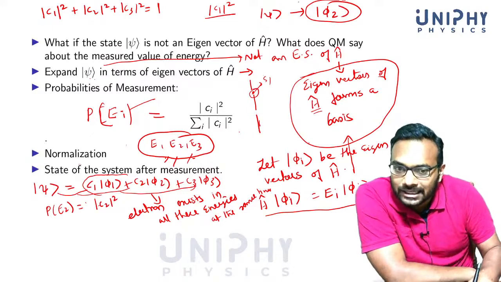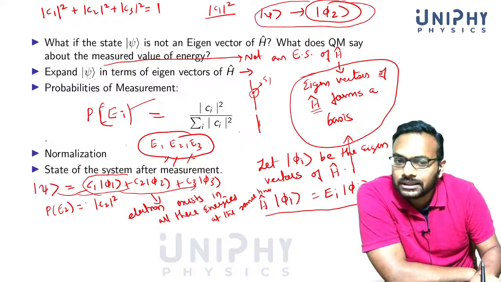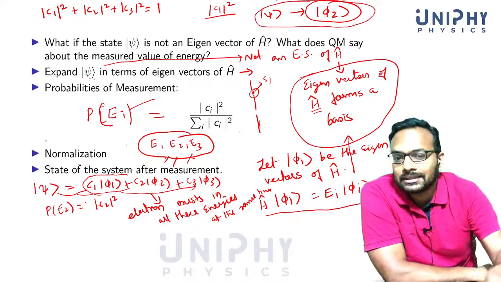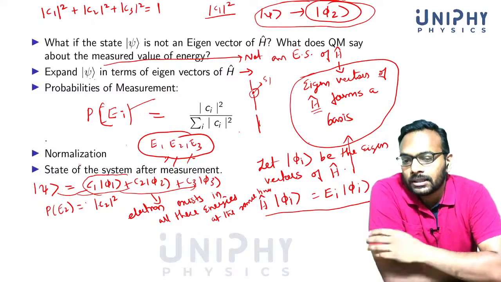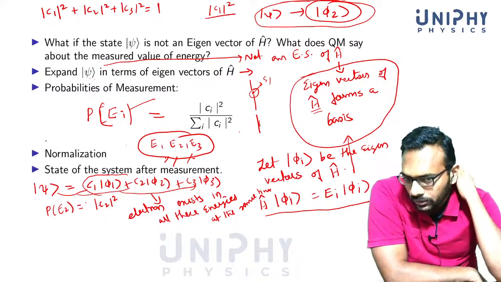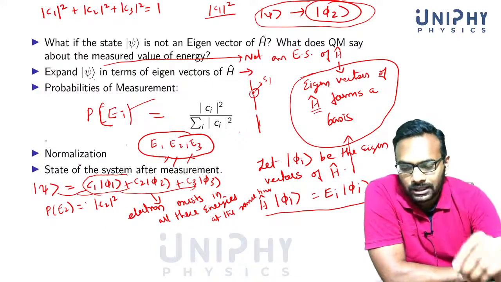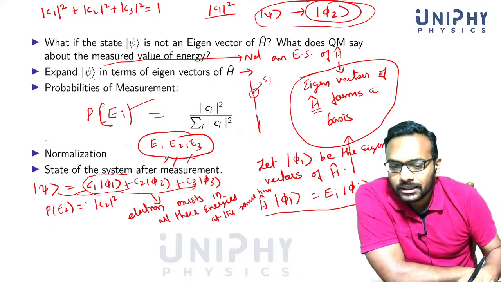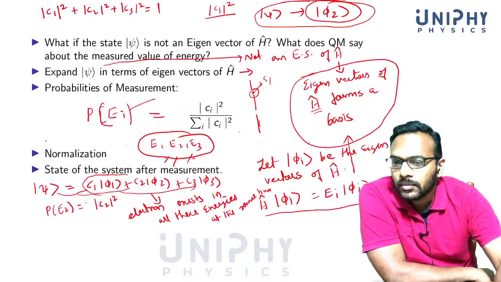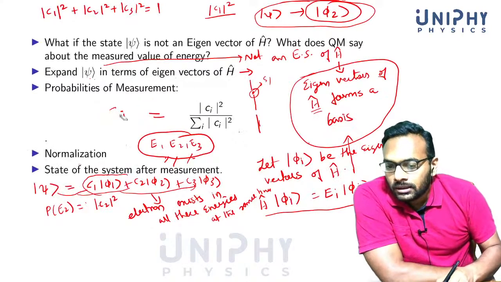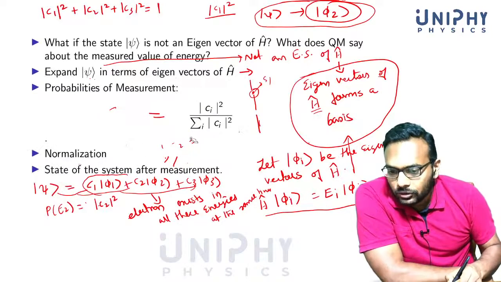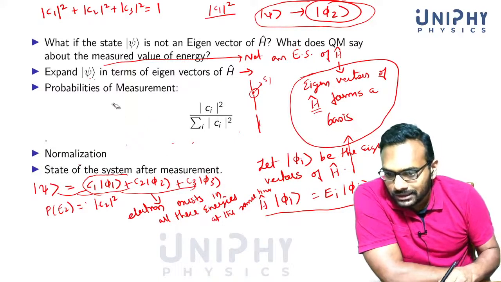So the measurement actually changes the state of the system. This is what is going on in quantum mechanics. I'll try to explain this once again. This might be a bit too much to take in at the moment, so I'll just explain it once more.